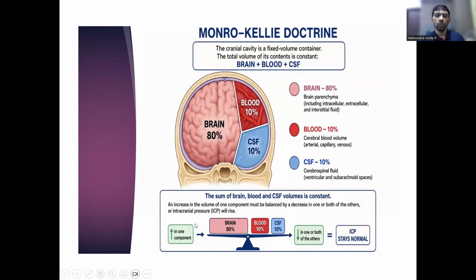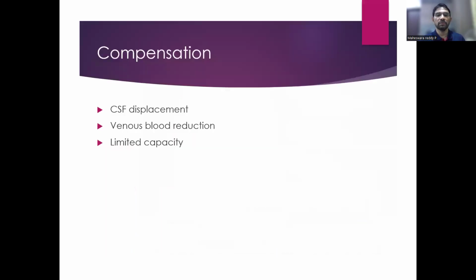So when one compartment increases because of various pathologies, in order to maintain the normal intracranial pressure, it has to displace some other component. Otherwise, the intracranial pressure increases. So, in order to maintain normal intracranial pressure, if one component increases, it has to displace another component.